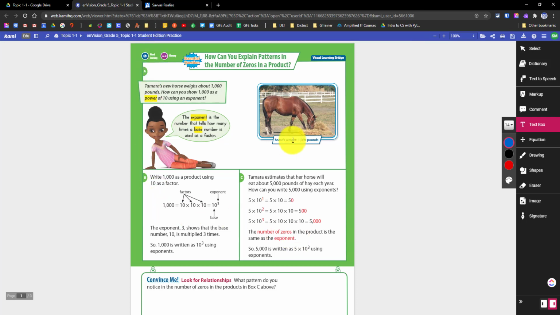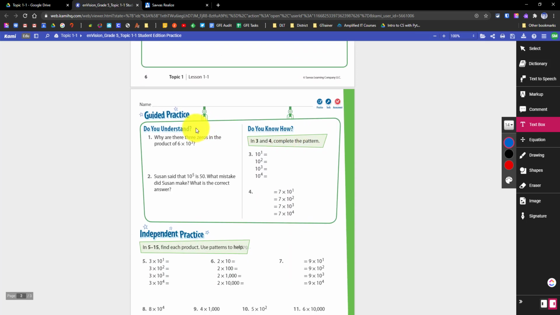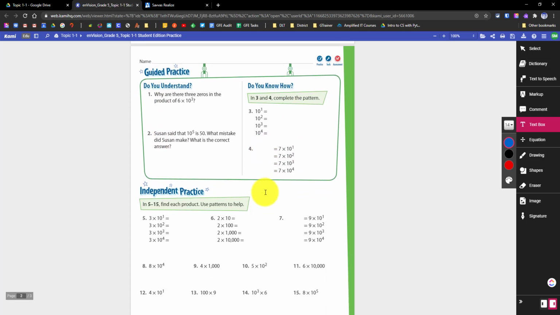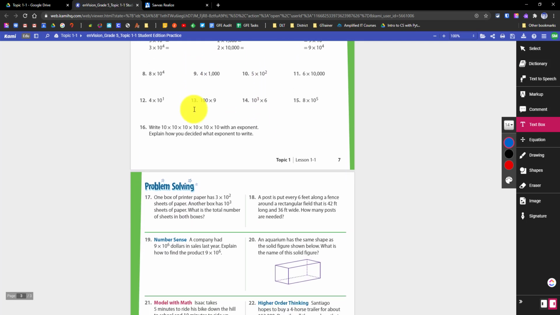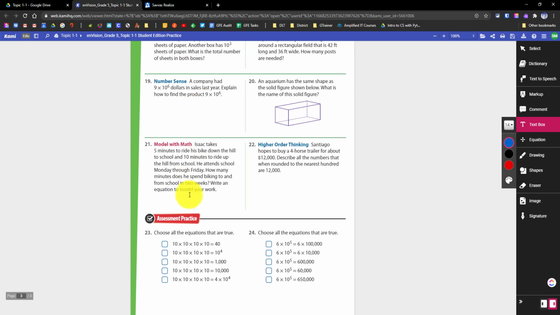So the first page is like the direct instruction section. Going from there, the second page is going to start with the guided practice, and it's going to include independent practice. So I'm going to work alongside the students as they do this guided practice. And then the independent practice, as well as the problem solving and assessment practice on page 3, will be individual work that the students will do on their own time.